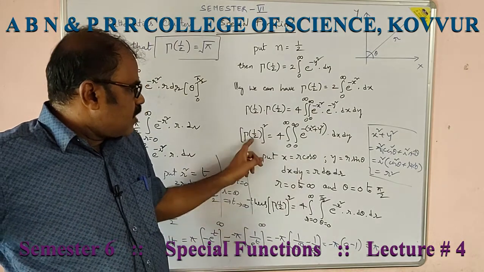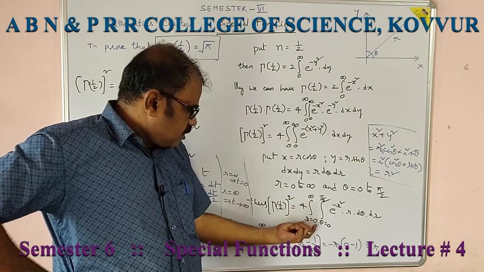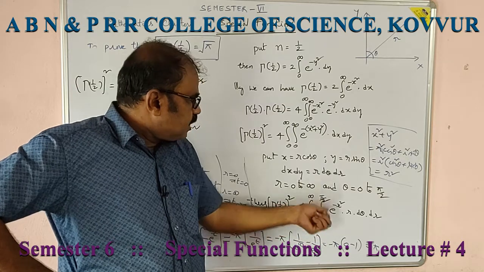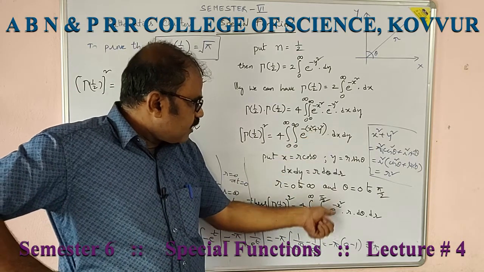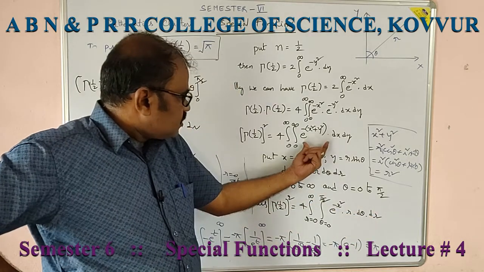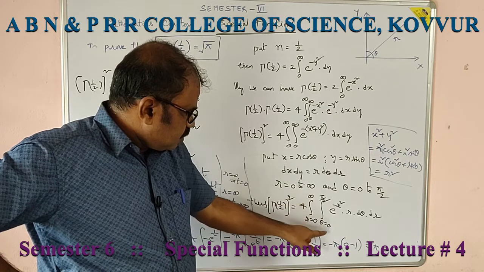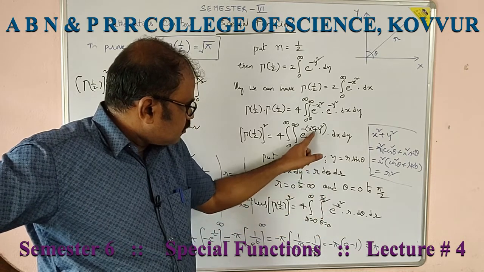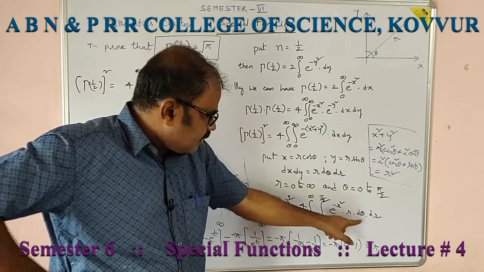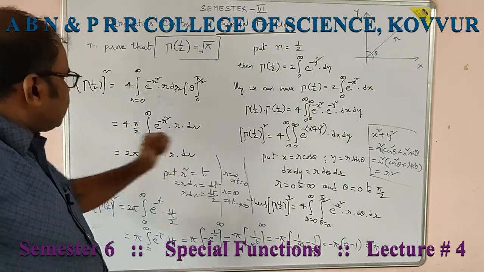Thus, gamma half whole square is equal to 4 into integral r is 0 to infinity, theta is 0 to pi by 2, e to the power of minus r square, dx dy is r d theta dr. So this integral value became like this: r is from 0 to infinity, theta is from 0 to pi by 2, e to the power of minus r square. In place of dx dy you have r d theta dr. So let us evaluate that integral.